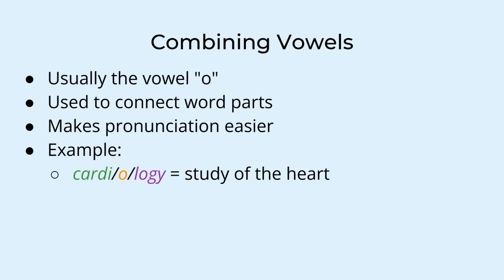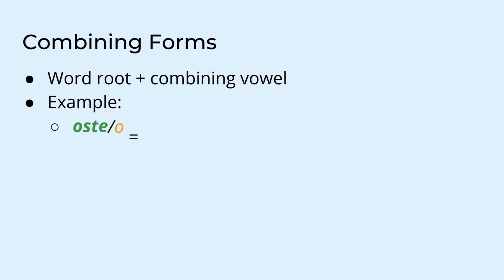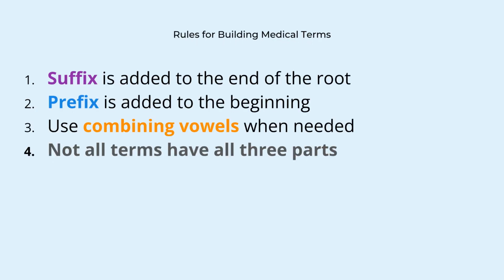A combining vowel, usually the letter O, connects word parts to make pronunciation easier. For example, cardiology means the study of the heart. A combining form is a word root plus a combining vowel. Examples include osteo for bone and arthro for joint. When building medical terms, the suffix is added first, then the root, and finally the prefix. Combining vowels are used when necessary, and not all words contain all three parts.